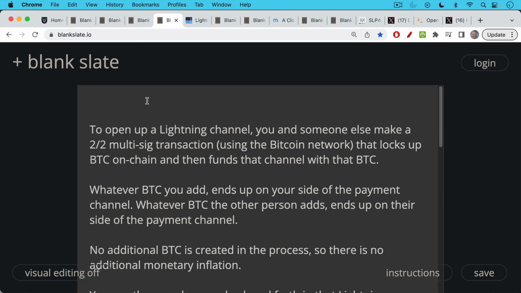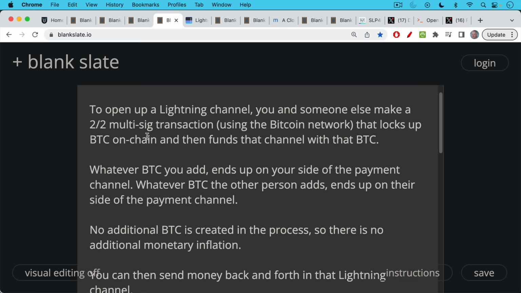To open up one of these Lightning channels, you and someone else need to make a two-of-two multisig transaction, where two people, or two signatures, have to sign using the Bitcoin network. So this is done on chain, and this will lock up Bitcoin on chain and then fund that channel that you've just set up with that Bitcoin. Whatever Bitcoin you add ends up on your side of the payment channel, and whatever Bitcoin the other person adds ends up on their side of the payment channel.